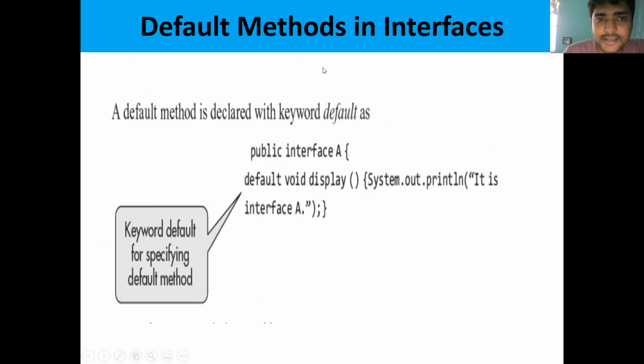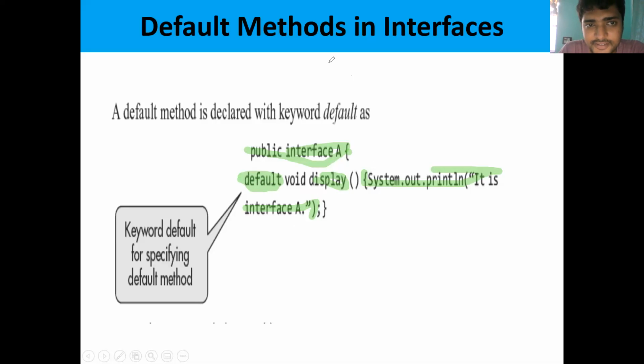So let us check the syntax. I'm defining an interface here. I'm defining some method here. The method name is display, and the method has a definition here. Usually the method doesn't have any definition. But if you use the keyword default, the access specifier default, then we can have the method definition in the interface itself.